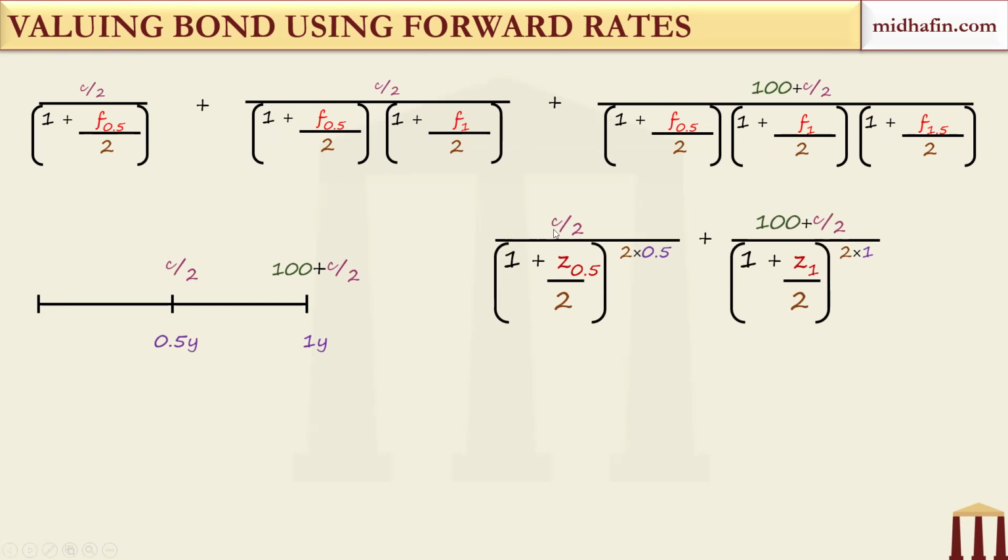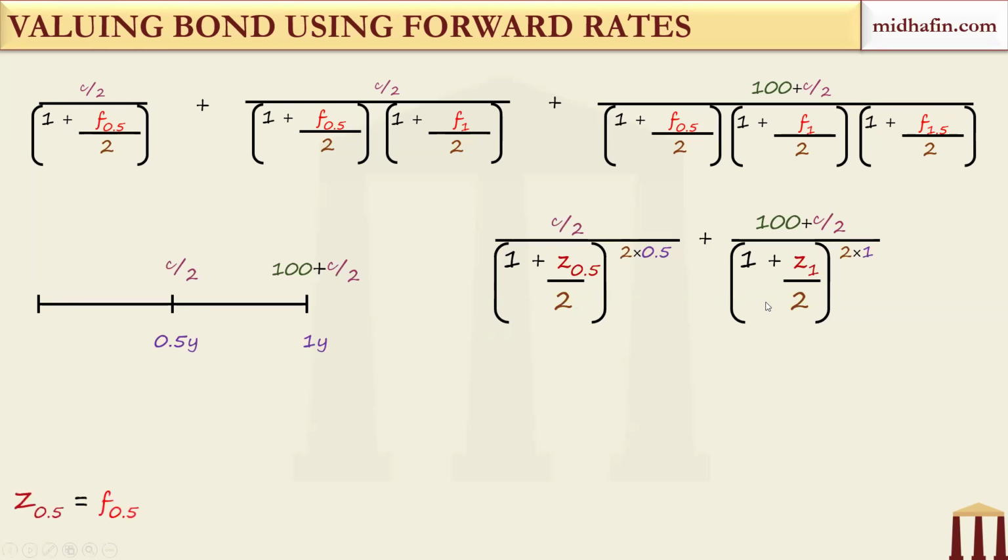If I was doing the valuation using the spot rates, I would have written it like this: 1 plus z(0.5)/2 raised to the power of 2t, and 1 plus z(1)/2 raised to the power of 2t. In this case, t is equal to 1 year, so 0.5 and 1 years. I would have written it like this if it was a 1-year coupon paying bond.